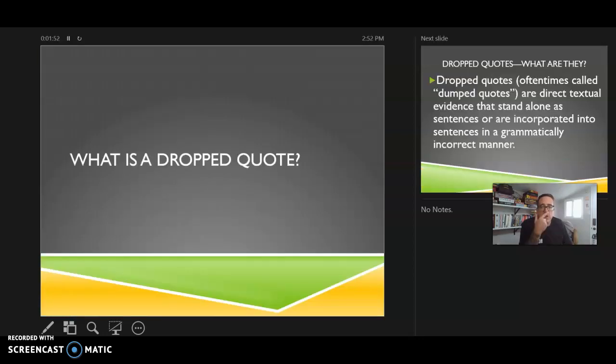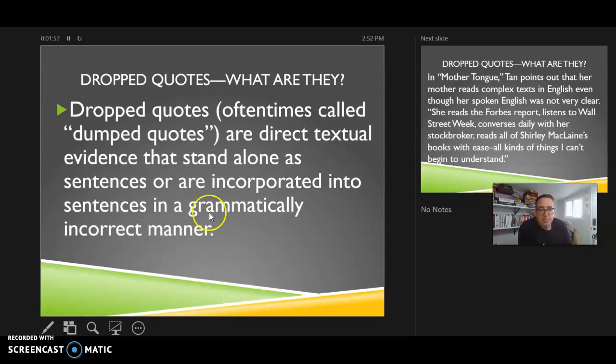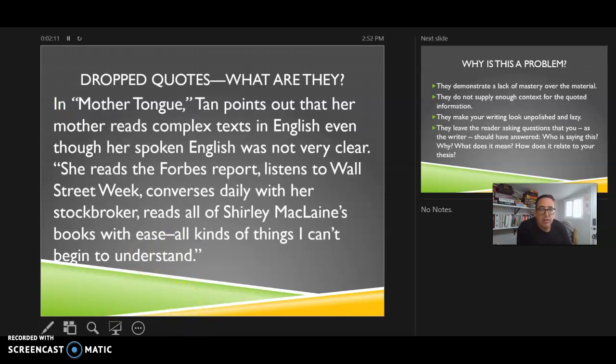So, what is a dropped quote? This is the big question we have here. Sometimes called dumped quotes. They are direct textual evidence that stands alone as a sentence or sentences, or incorporated into sentences in a grammatically incorrect way, right? So I think I have an example.